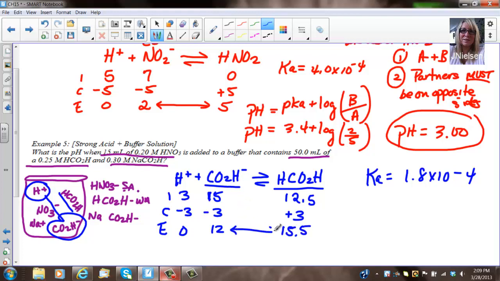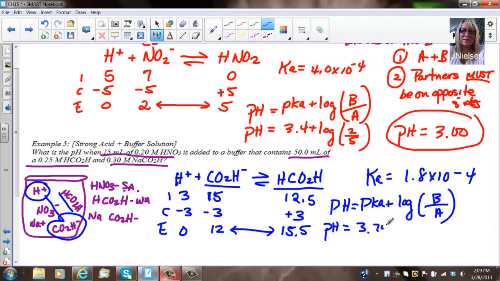So we have an acid-base pair right here, and we have significant quantities. So we can do our pH is equal to our pKa plus the log of the base over the acid. So the pH is equal to the negative log of 1.8 times 10 to the negative 4, which is going to give us 3.74, plus the log of our base, which is 12, over 15.5, which is our acid. And when we solve for pH, we get 3.63.